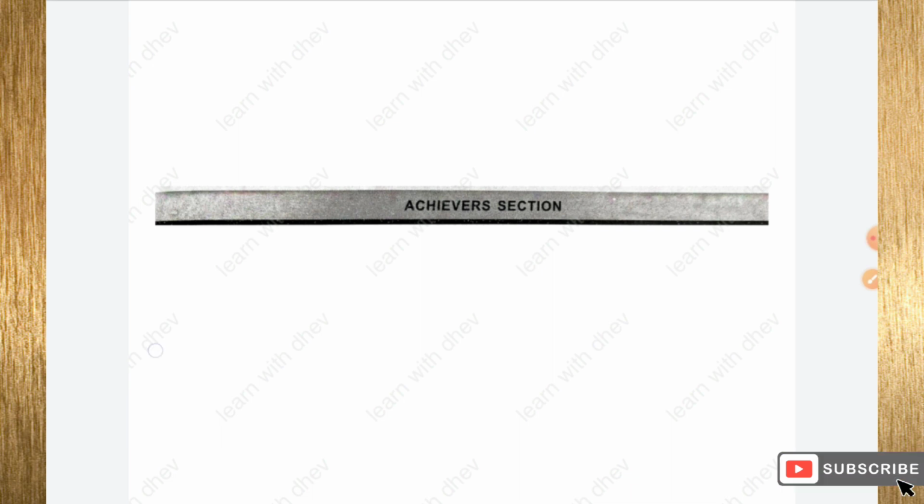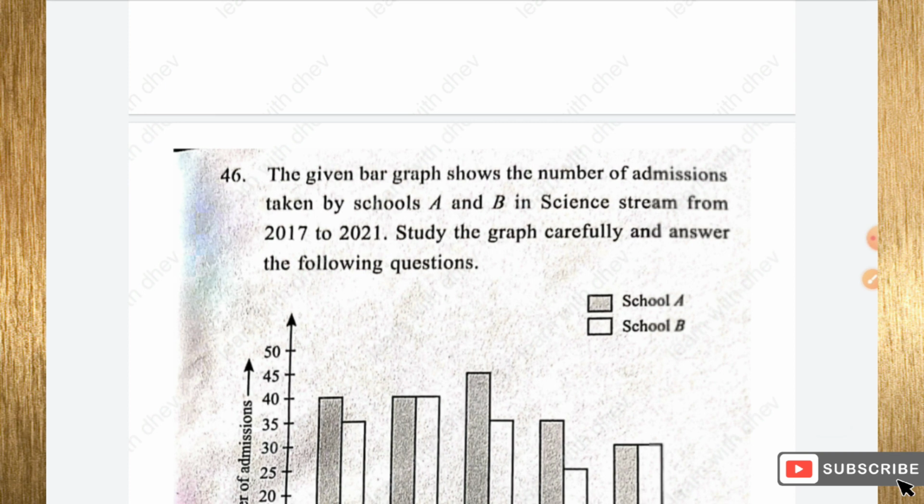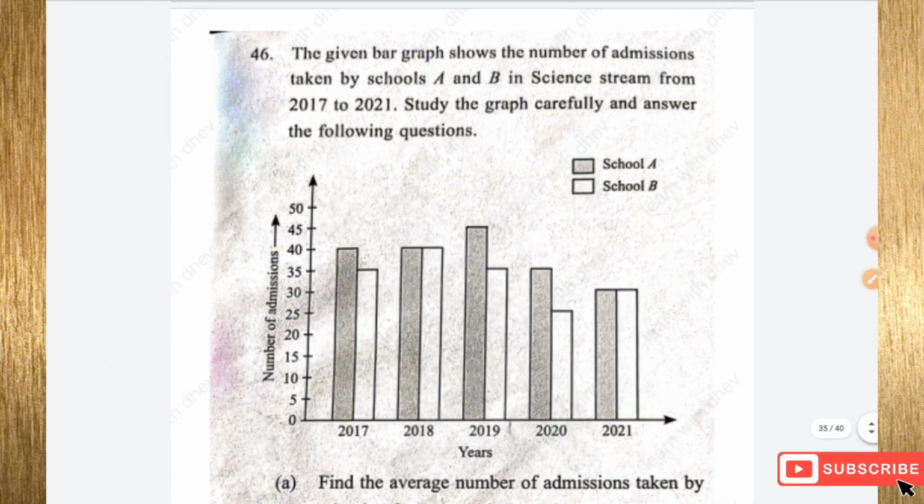Okay. Let's see the first question of your achiever section. Question number 46. The given bar graph shows the number of admissions taken by schools A and B in the science stream from 2017 to 2021. Study the graph carefully and answer the following questions.